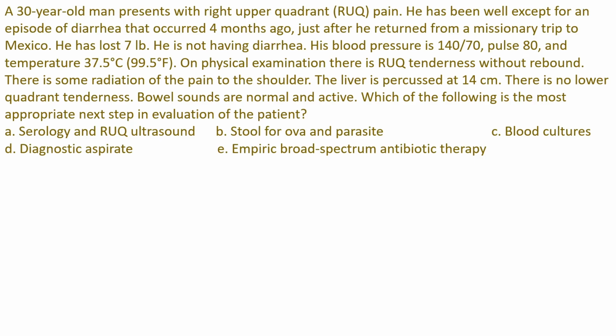On physical examination, there is RUQ tenderness without rebound. There is some radiation of the pain to the shoulder. The liver is percussed at 14 centimeters. There is no lower quadrant tenderness. Bowel sounds are normal and active. Which of the following is the most appropriate next step in evaluation of the patient?